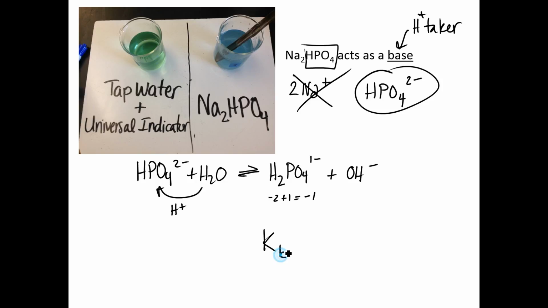If I write my K expression, we call this a KB. And I'm using brackets because we're talking molarity here. And we leave out H2O because it is a liquid.